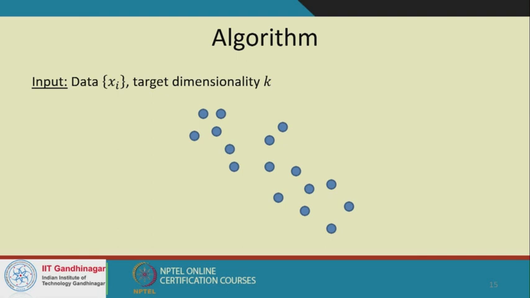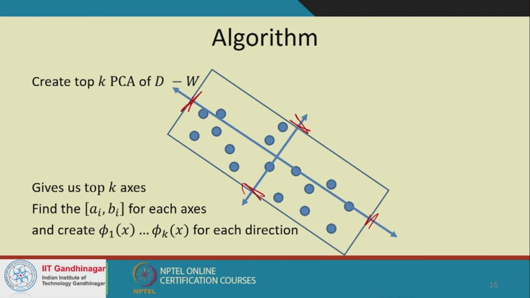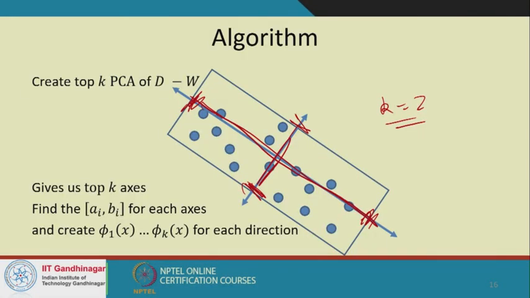As I mentioned, the input data is given and the target dimensionality is given. First, we find the k principal axes, so these are the top k axes. Here k equals 2. Then we find the a_i, b_i for each axis, which are the two limits in this direction and the two limits in that direction. The way you could find this out is by finding the 5th percentile and the 95th percentile of the data in each of the dimensions. Now we are assuming that the data along this dimension is uniformly distributed in this region a_i b_i.